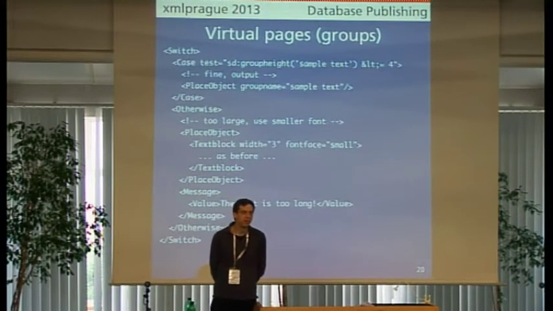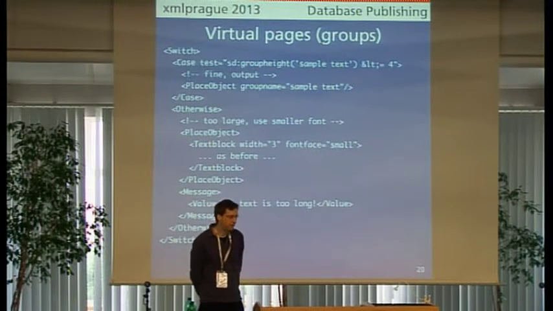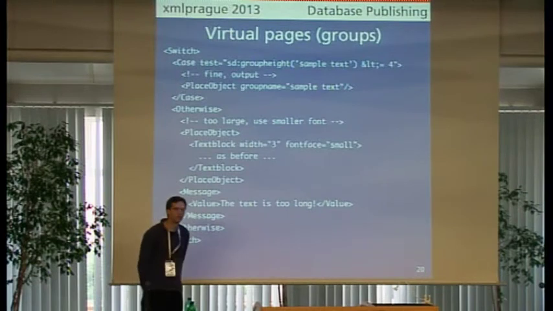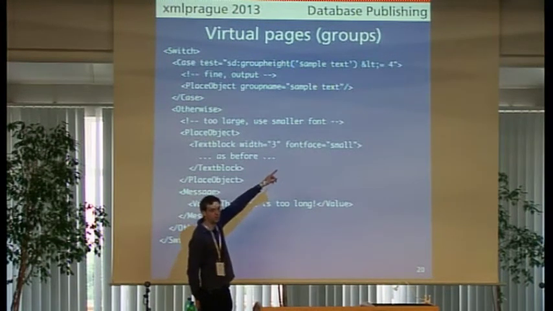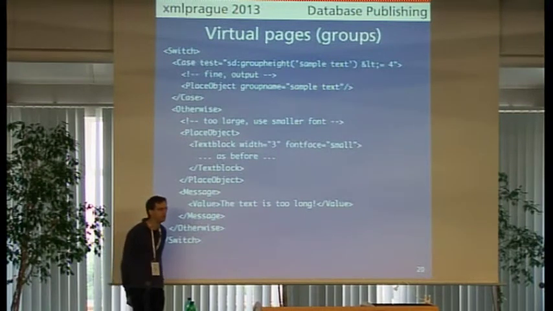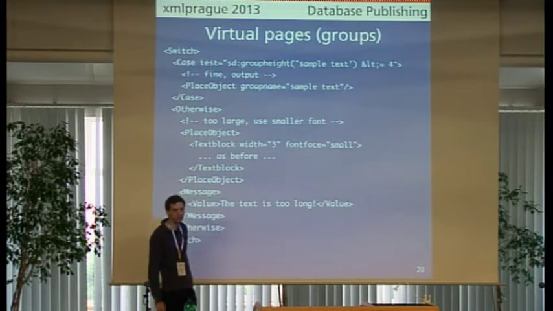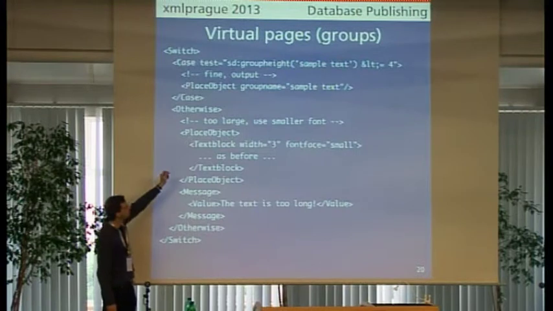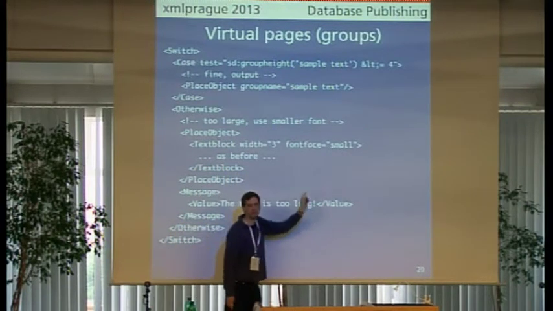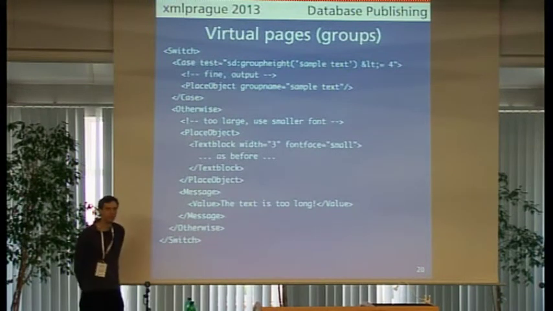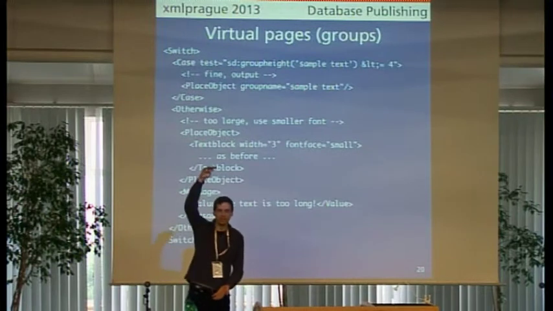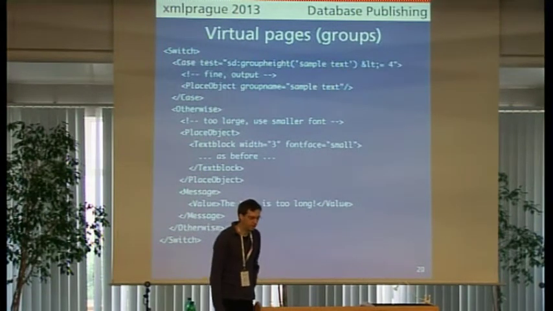Now we have a simple if and else clause. It checks, this is the first case above, on the top, if the height of our group, of the virtual page, is less or equal than 4. If this is true, we execute the first statement there. We place the virtual page in the PDF, which is done by place object. And if not, which is the otherwise case, it's too large, we typeset it in a smaller font. We just do another place object with a text block as seen before with a smaller font face. And then we issue a message, and that's about it. That's a very simple example, as I said, because the more complex examples would be this large. But this is a very powerful mechanism.